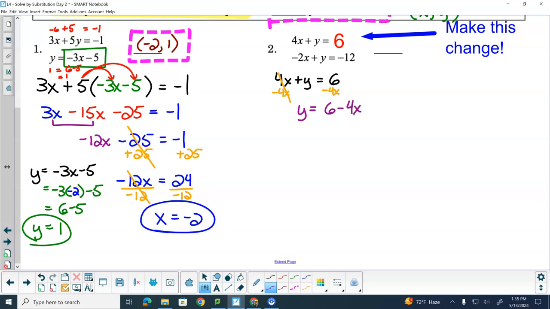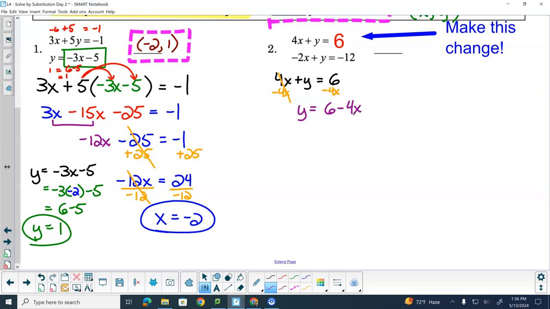Okay. What are we going to do now? What are we going to do with 6 minus 4x? So minus 4x plus 6. Okay, what are we going to do with it? It's step number 2. Which variable is it? Give me another chance. Because we solve for y, that's the variable that we're going to replace.